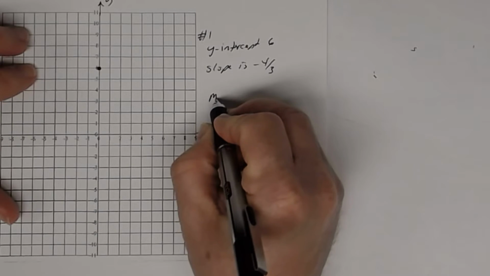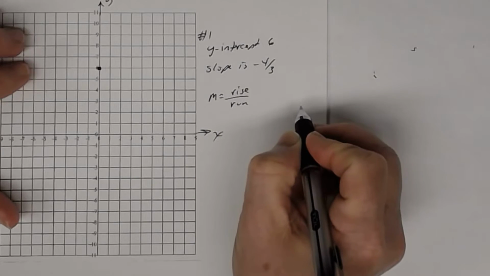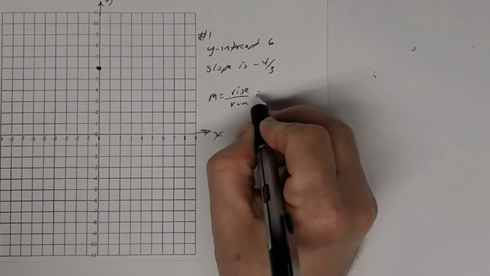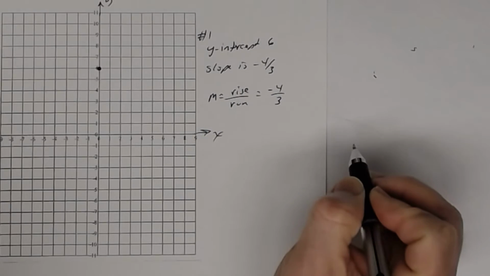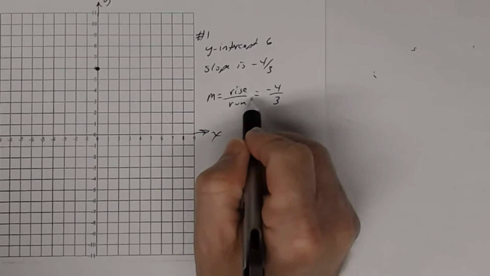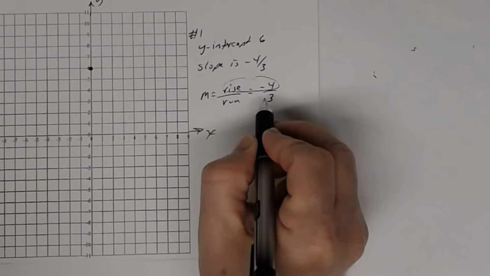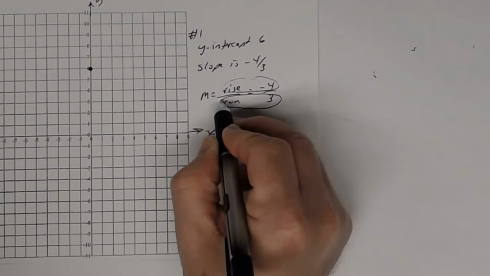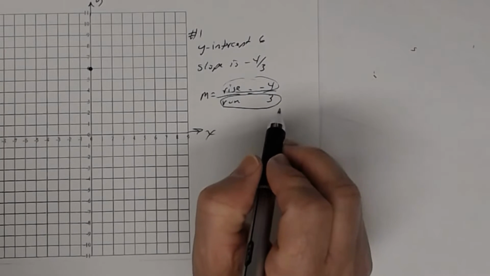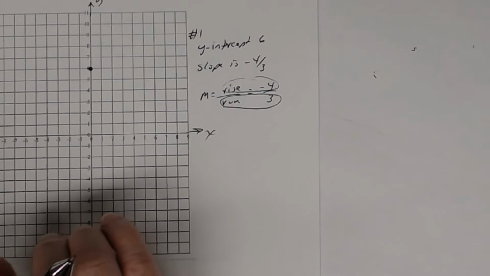Now to find the other point, remember what I'm about to say. Slope is rise over run. In our case, the slope is -4/3. So that means my rise is -4 and my run is 3. Now the negative and positives are going to affect how we graph this line.